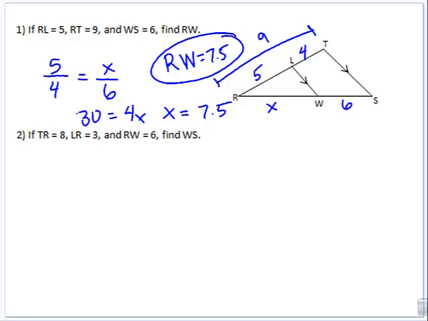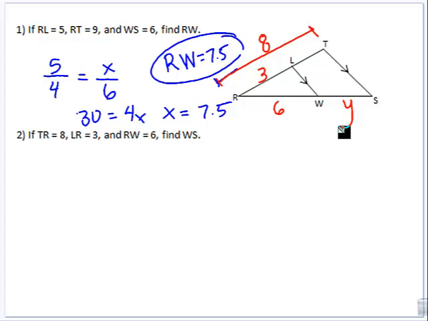Same diagram, but with some different values. So this time, on the diagram, we know TR is 8. So that whole length is 8. LR is 3. RW is 6, and we want to find WS. So this time I'll label WS as Y.